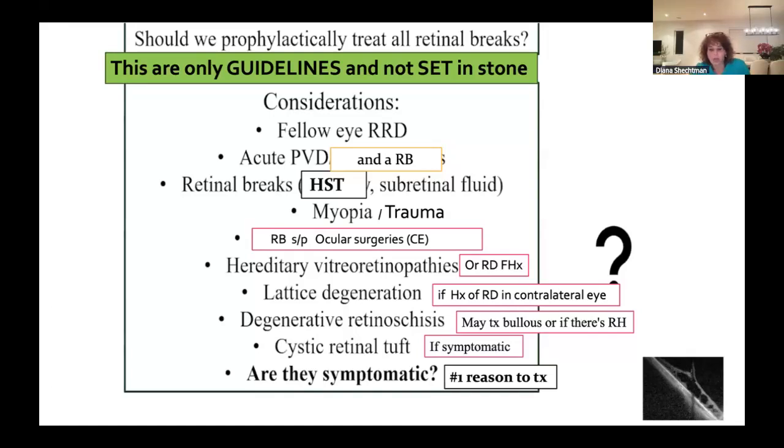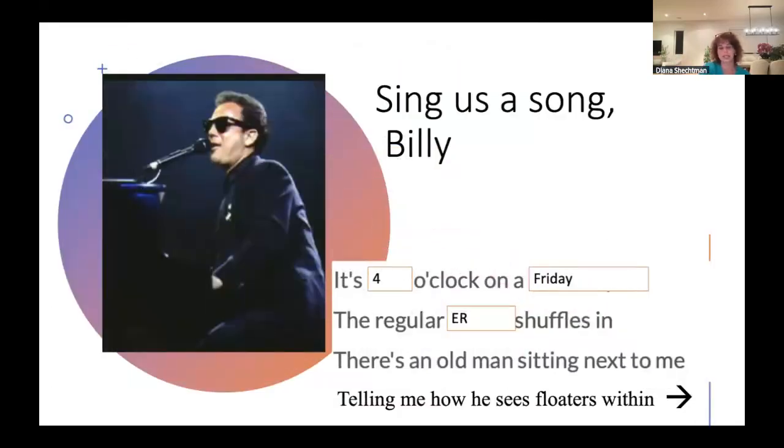We talked about when we could consider lattice degeneration and surgery. We're going to get more into schisis. We discussed the retinal tufts, and the symptomatic or rounded ones are the ones you want to follow closer, with symptoms being the highest propensity towards a retinal detachment.